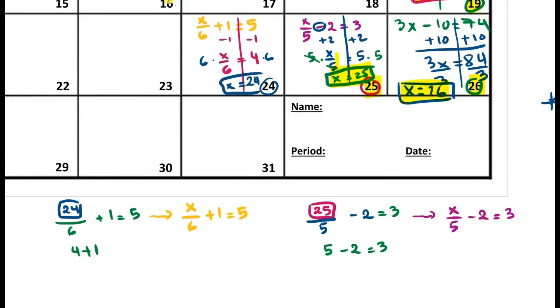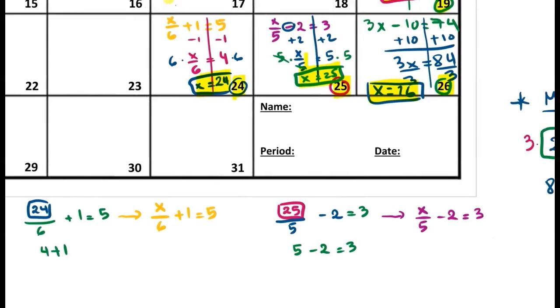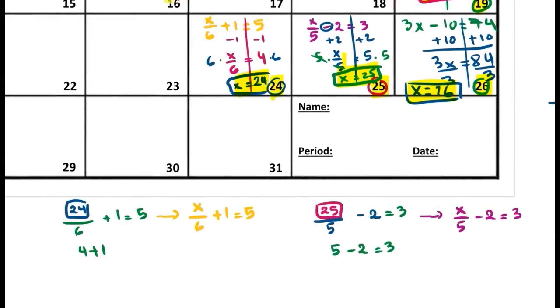Okay, then our next step, rewrite them. The box turned into x over 6 plus 1 equal to 5. X over 6 plus 1 equal to 5. Okay, minus 1 on both sides. X over 6 equal to 4. And then times 6 on both sides. X equal to 24. Alright, that's it.